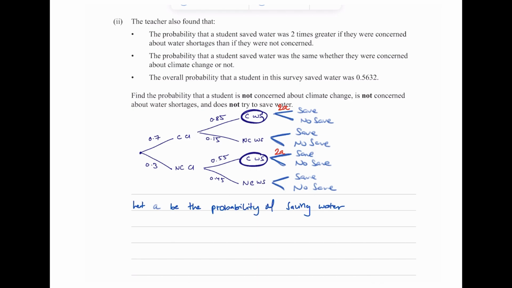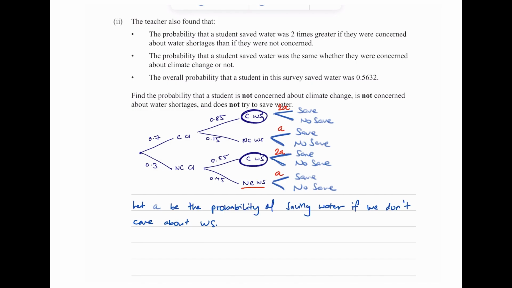If we are not concerned about water shortages, we'll put a on these branches because they don't care. If we care about it, it's double whatever the value of a is. So actually, a is the probability of saving water if we don't care about water shortages. Okay, that was not very well explained, so let me try to explain it again.